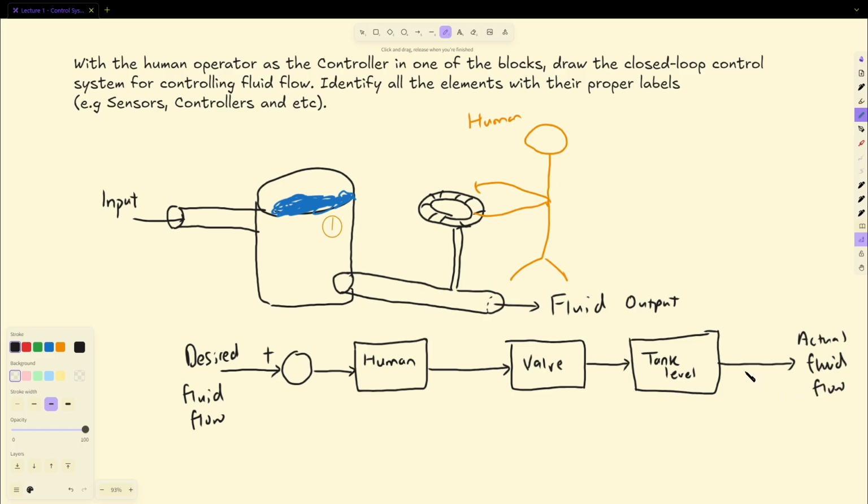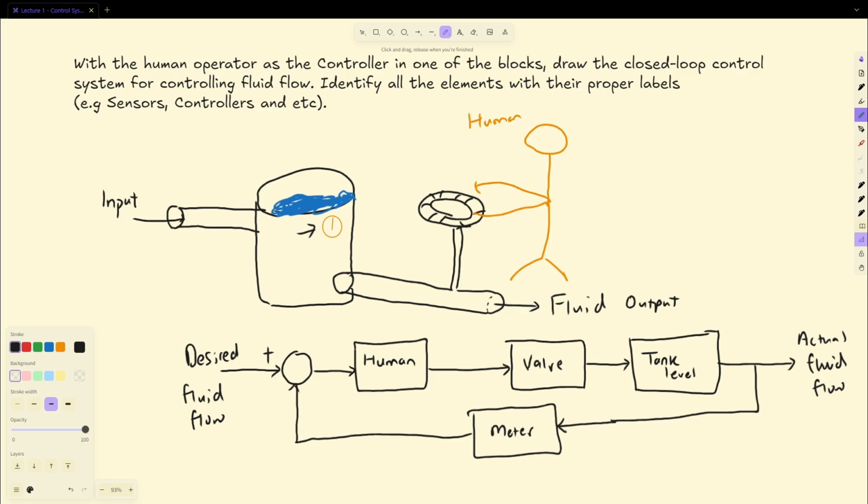Now how do we check this tank level? We use this sensor here, that is the meter, right? The meter that's provided to us. So we're just going to have another block here for our feedback, and we're going to call this the meter, whatever meter is given. We're going to add arrows, and then we have the minus icon here. You don't have to write that there's an error, but this is what I would do.